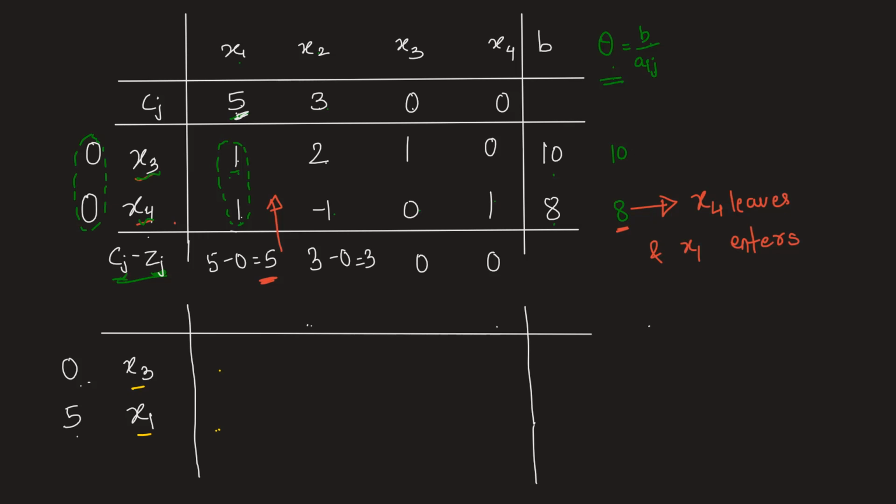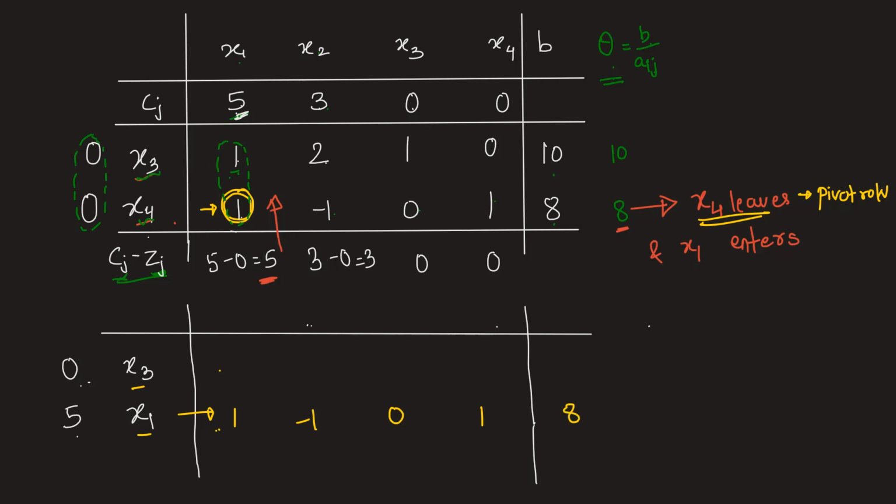The standard procedure for getting that identity matrix is that we have to find the pivot element and divide the complete row by the pivot element. Pivot row is nothing but the row corresponding to the leaving variable. So this is the pivot row. The pivot element is the intersection of this row and the entering variable's column. So 1 is the pivot element. We divide the second row by the pivot element. So 1 by 1 gives us 1 itself. Minus 1 by 1 will be minus 1. 0 by 1 will be 0 and 1 by 1 will be 1. They are simply the same numbers because we are dividing by 1. 8 by 1 will be 8 here.